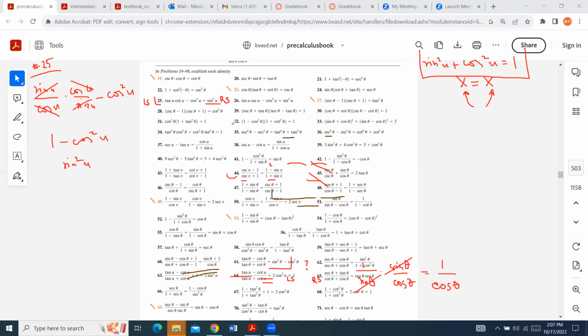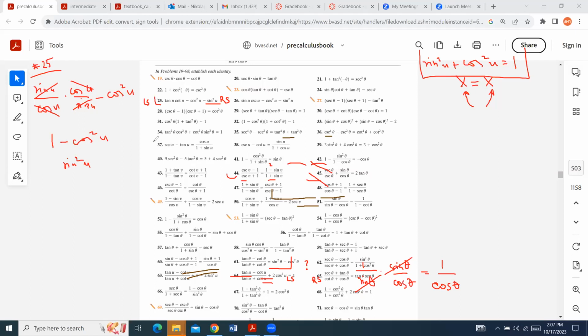So it looks like one just needs to start working on it. And the advice is always start with the part that looks more complicated and start simplifying it. It's a lot easier to simplify something rather than to take the smaller piece and start to expand it. But either way will be fine.